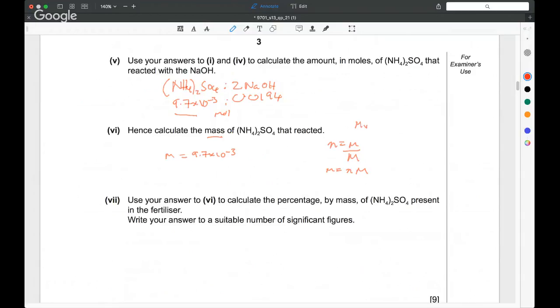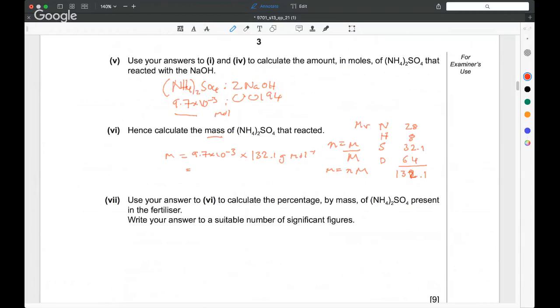So we can work out the relative molecular mass here. We've got nitrogen. There's two of those, each nitrogen is 14, so two of those gives us 28. Hydrogen, each has a relative atomic mass of 1, and we've got 8 of those. Sulfur has a relative atomic mass of 32.1, and there's only 1 of those. Oxygen has a relative atomic mass of 16, and we've got 4 of those, which is 64. Add them all up and you've got a relative molecular mass of 132.1. To convert the relative molecular mass to the molar mass, you just add the units, so you've got 132.1 grams per mole.